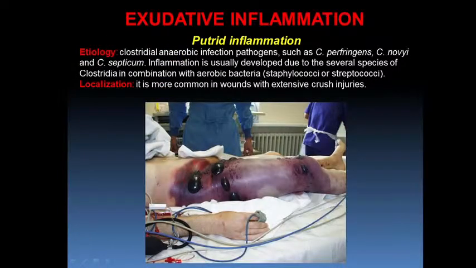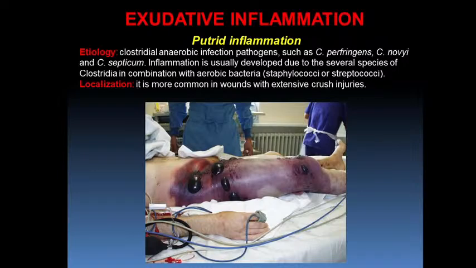Putrid inflammation is caused by a group of Clostridial anaerobic infection pathogens from the Clostridium group, like Clostridium perfringens, Clostridium novyi, Clostridium septicum. Usually these Clostridia are combined with aerobic bacteria such as Staphylococci or Streptococci. Most often, putrid inflammation is localized in wounds with extensive crush injuries. Also, putrid inflammation accompanies gas gangrene.